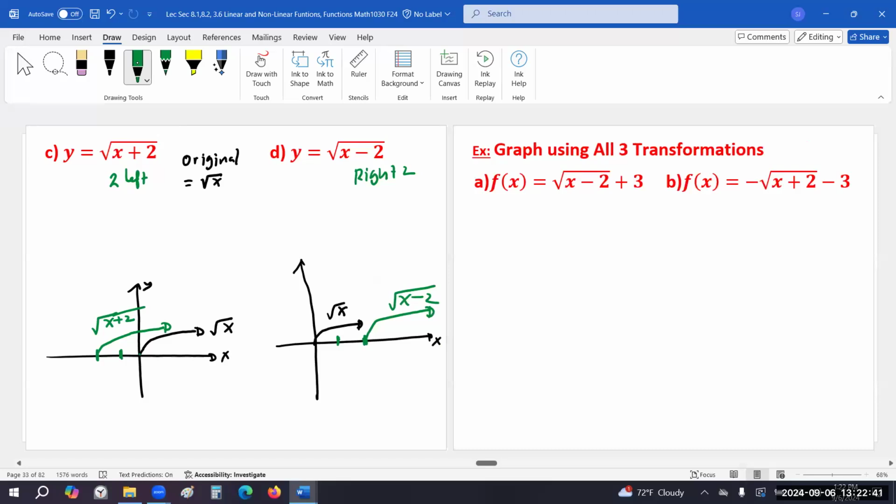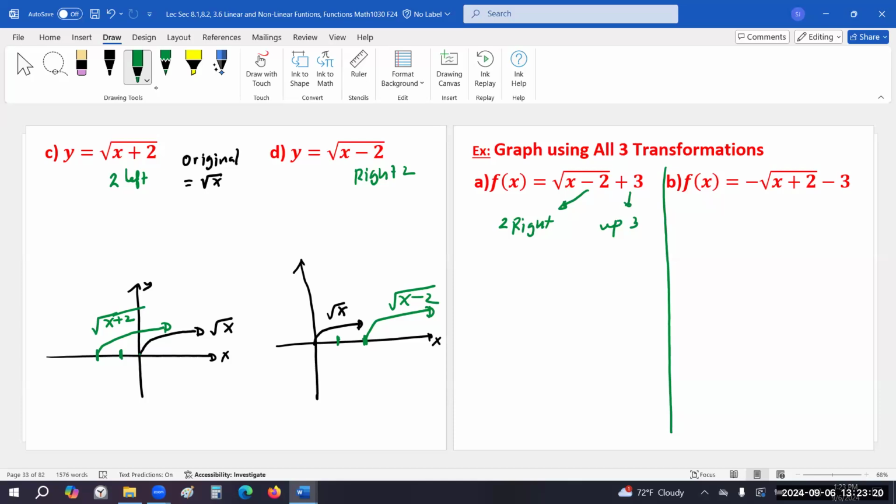Now, what if we combine them? All of them together. So A. We have a number inside our square root, and also a single number after the square root. Now, what does the inside minus 2 tell us to do? Which direction? To the right. And how about the single number? Up 3. So you see the difference?